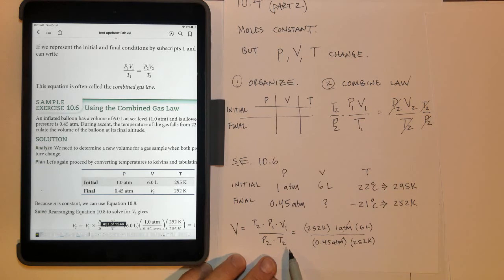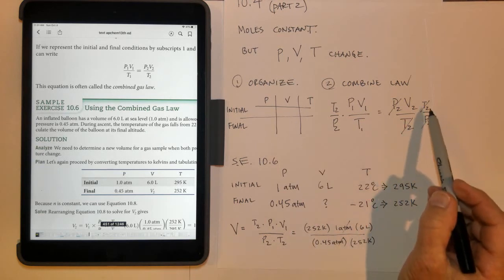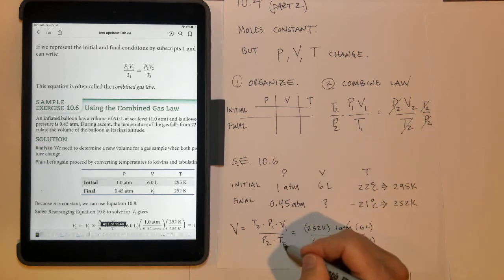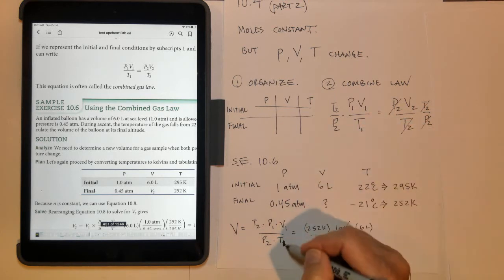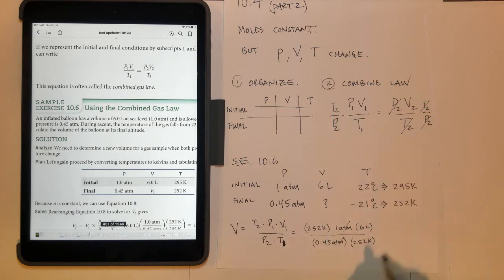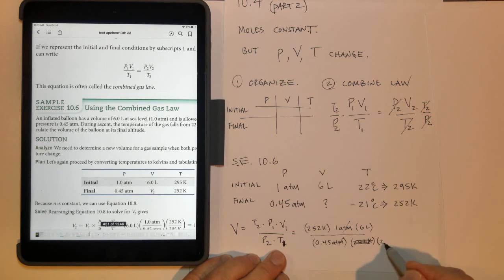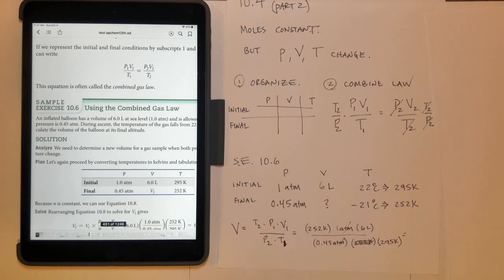Sorry, I wrote this wrong. I've got T1 down here. My bad, this is T1. I copied that wrong from right up here. T1 goes on the bottom, and T2 is on the top. So my mistake, that should be T1, or 295 Kelvin down here. Thank you for catching that.